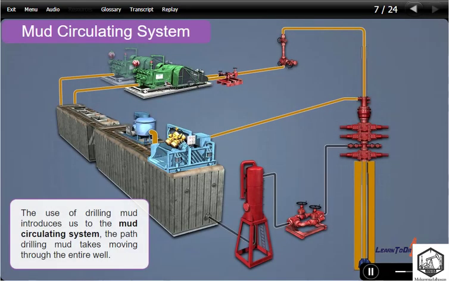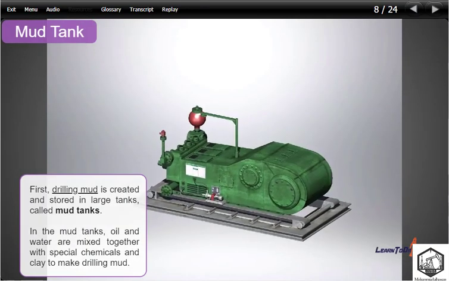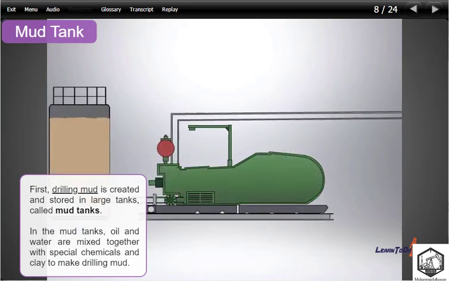The use of drilling mud introduces us to the mud circulating system, the path drilling mud takes moving through the entire well. First, drilling mud is created and stored in large tanks, called mud tanks. In the mud tanks, oil and water are mixed together with special chemicals and clay to make drilling mud.